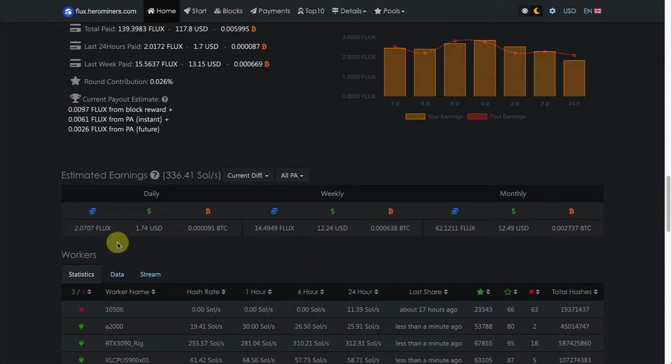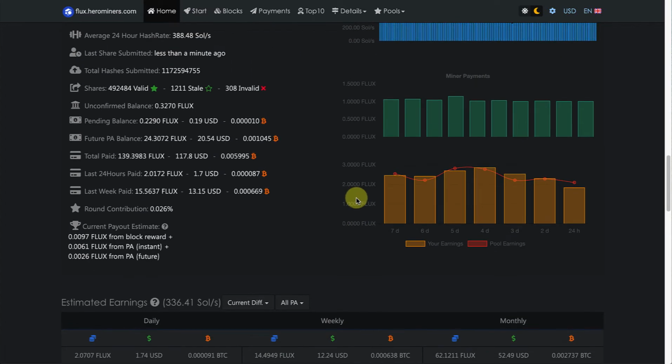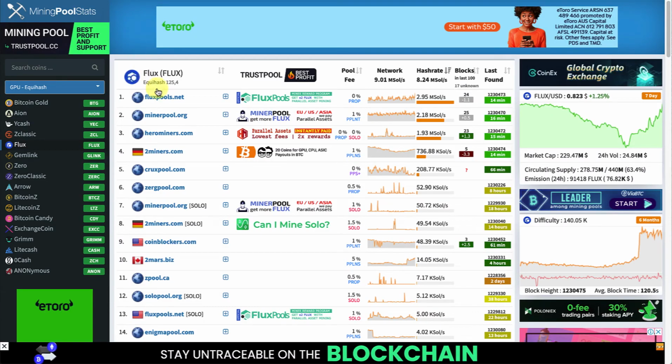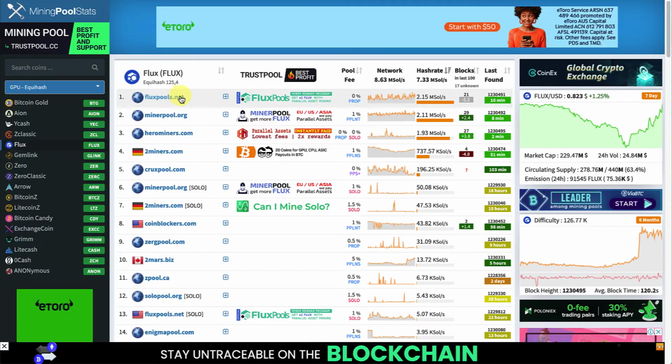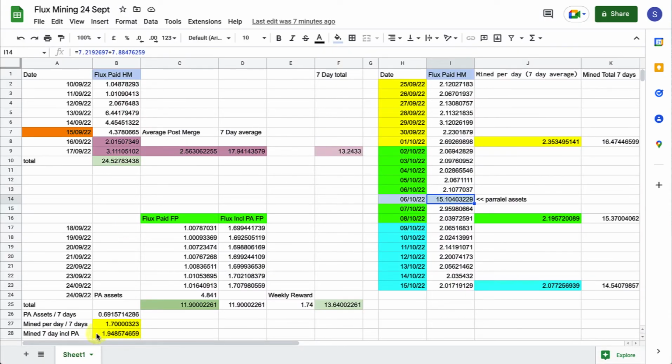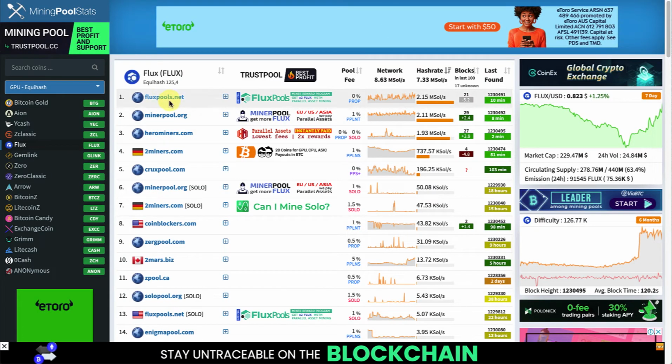And if I look at my estimated earnings, it's saying that at the current difficulty, I should make about 2 Flux per day on HeroMiners. So do your own comparison, but I think HeroMiners is the way to go for me. If you look at mining pool stats, you'll see HeroMiners is the third most popular mining pool here. FluxPools is probably going to be even lower than this now, 3 weeks later, because so much hash rate is actually on FluxPools. They're the number one pool here.